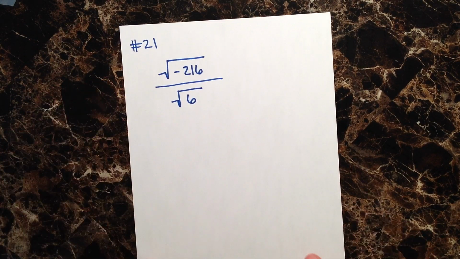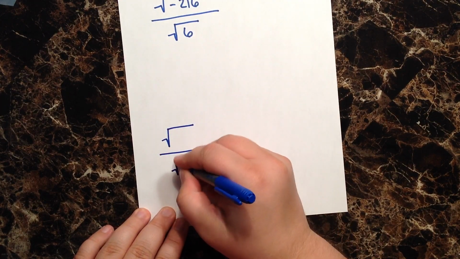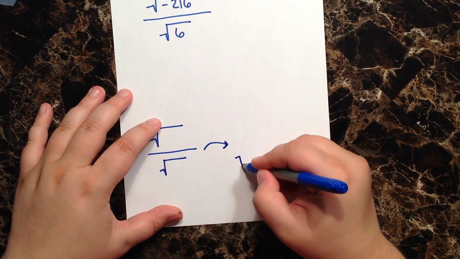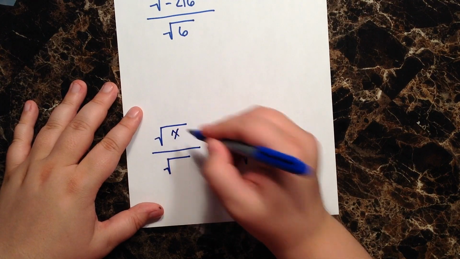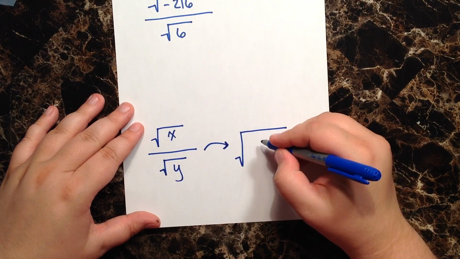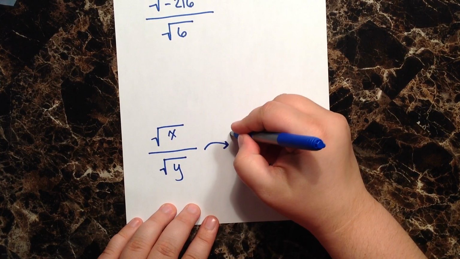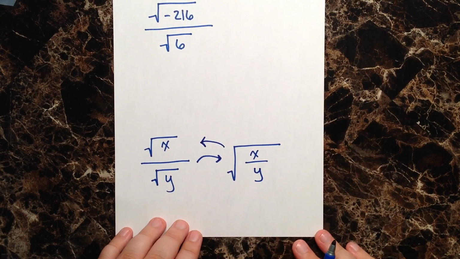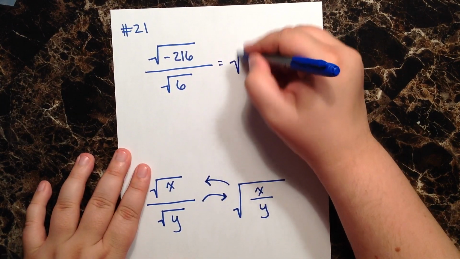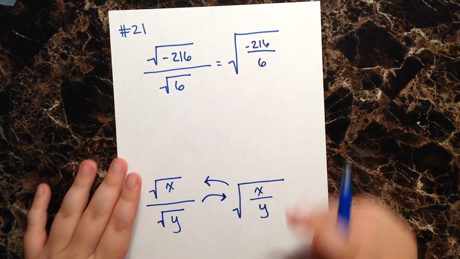If you recall, let's talk about the forms really quickly. I can go from a radical divided by a radical to writing this as one big radical. So let's say I had radical x divided by radical y. I could rewrite this as one big radical x over y. And of course, I can go the opposite way as well. So let's rewrite this as one big radical. We're not going to change anything, we're just writing it under one radical.